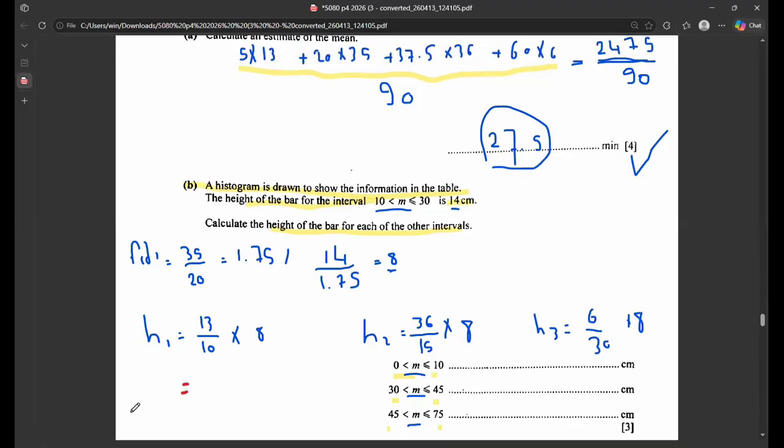So the first height will be equal to 10.4. Between 30 and 45, we get 19.2. As for the last one, 6 over 30 multiplying by 8, which is equal to 1.6. And we get the 3 marks. Okay, let's see the next.